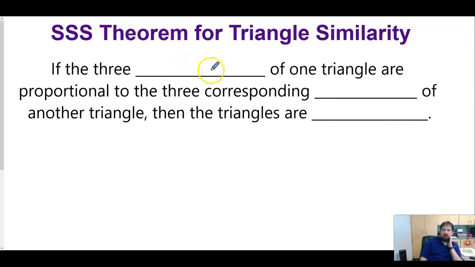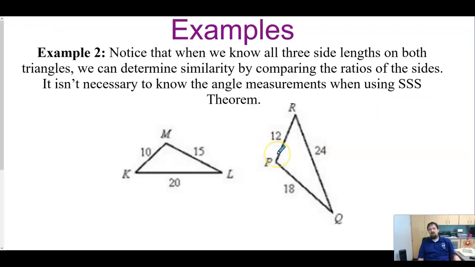If three sides of one triangle are proportional to the three corresponding sides of another triangle, then the triangles are similar. Basically, when we know all three side lengths on both triangles, we can determine similarity by comparing the ratios of the sides. It isn't necessary to know the angle measurements when using the side theorem.